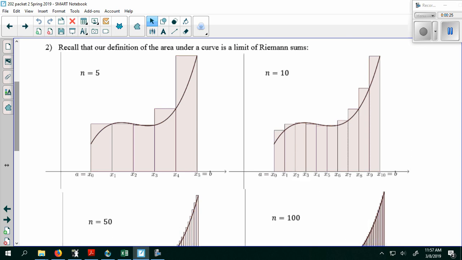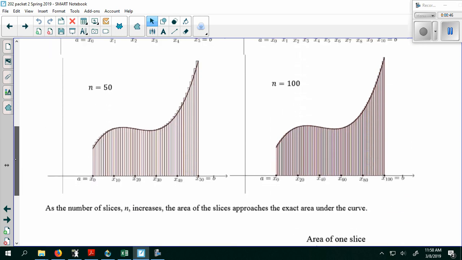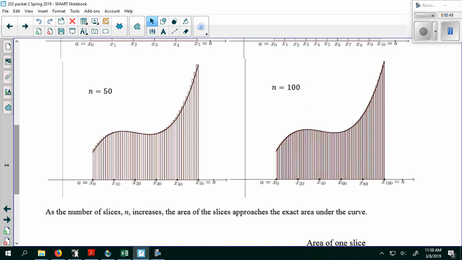Okay, so recall that our definition of the area under a curve is a limit of Riemann sums. So I've got this curvy function f here, and here I'm trying to estimate the area underneath using 5 rectangles. It's not a great estimate, but when I use 10 rectangles, it gets better. When I use 50 rectangles, it gets really good. When I use 100 rectangles, you can barely tell that I'm using rectangles. It almost looks like I'm just shading the area under the curve. So as the number of slices n increases, the area of the slices approaches the exact area under the curve.